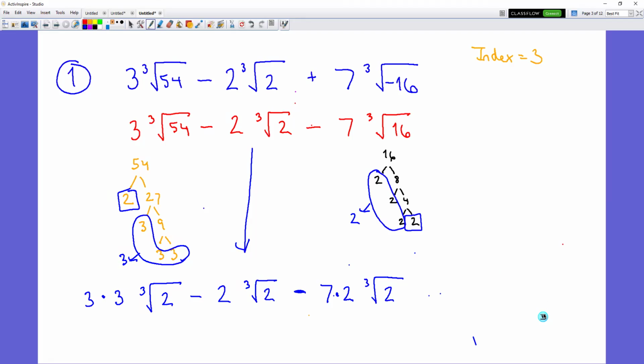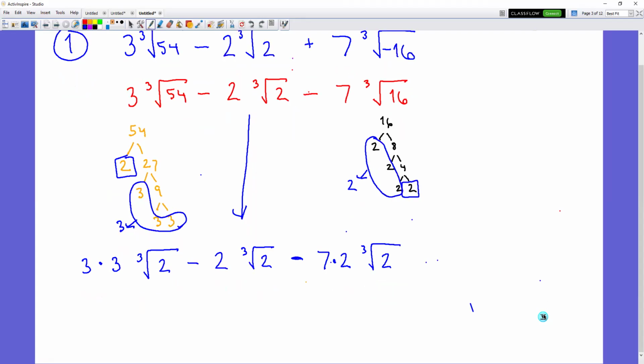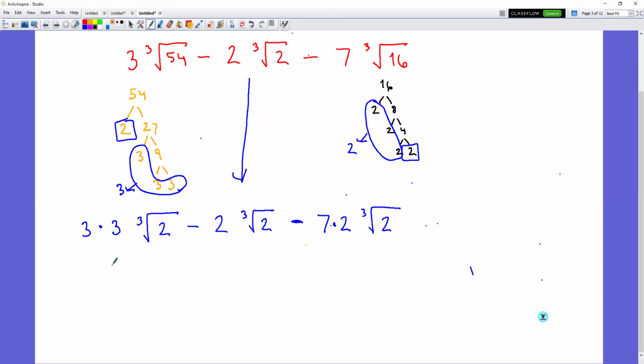All right, so now the next thing we'll do is we'll simplify this a little further. So we're going to have 3 times 3. So 3 times 3, of course, is going to be 9. So it'll be 9 cube root of 2. Then it's going to be minus 2 cube root of 2. And then the last one is minus 14 cube root of 2.